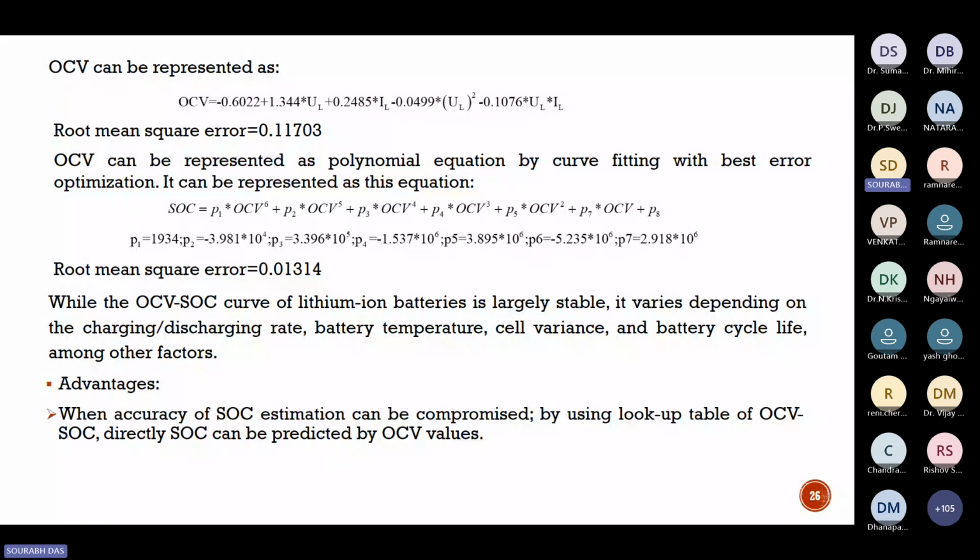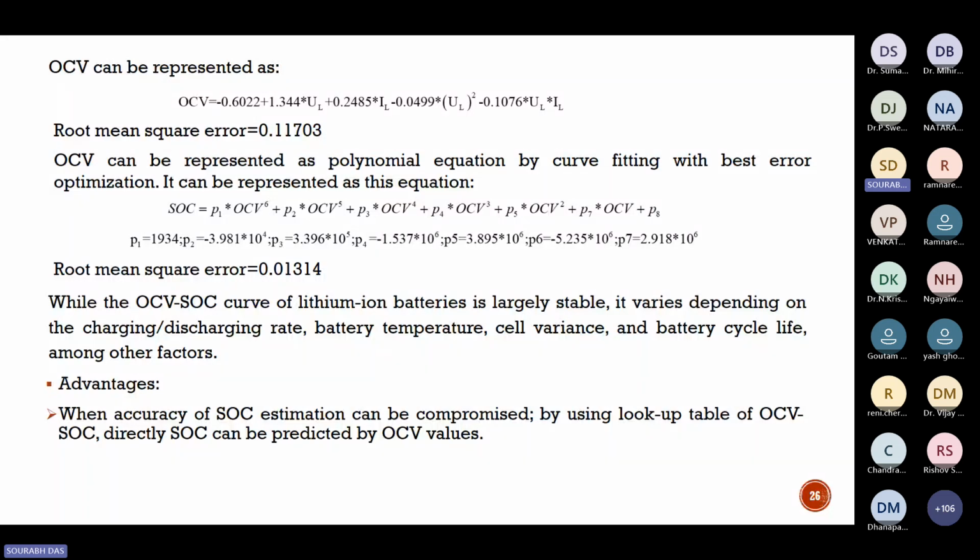So while the OCV SOC curve of lithium-ion batteries is largely stable, it varies depending on the charging and discharging rate, battery temperature, cell variance, battery cycle life, and other factors. So what are the advantages? When the accuracy of SOC estimation can be compromised by using a lookup table of OCV SOC directly, SOC can be predicted by the OCV value.